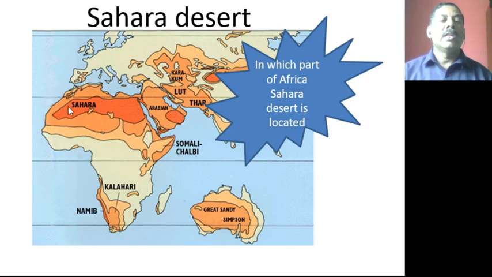So here it is mentioned, the Sahara Desert. In which part it is located, you can identify. In the four directions, it is the north part of Africa where the Sahara Desert is located. Many other deserts are there, but we are seeing only the Sahara Desert.